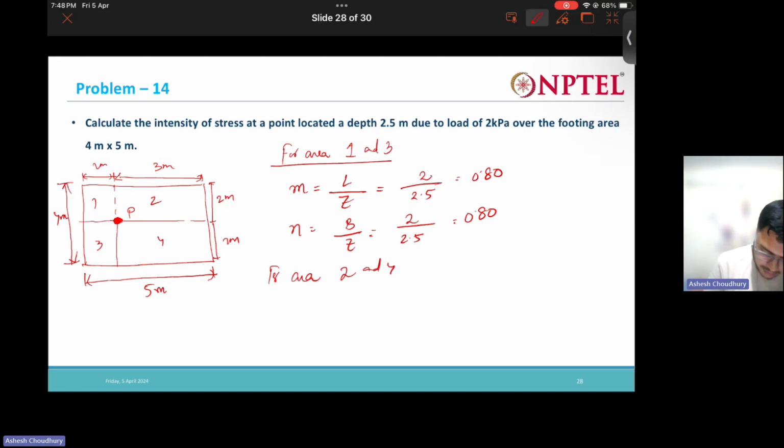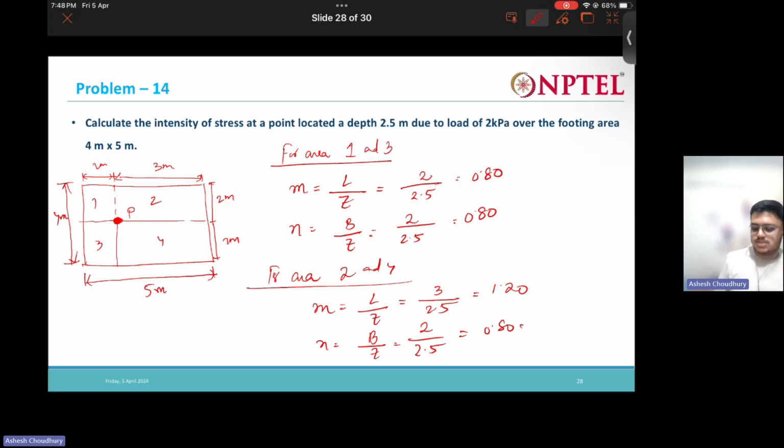Next for area 2 and 4. M is what? L by Z. L is what? 3. So 3 by 2.5. N is B by Z. B is how much? B is 2. Width is 2 by 2.5. So these are the necessary parameters.